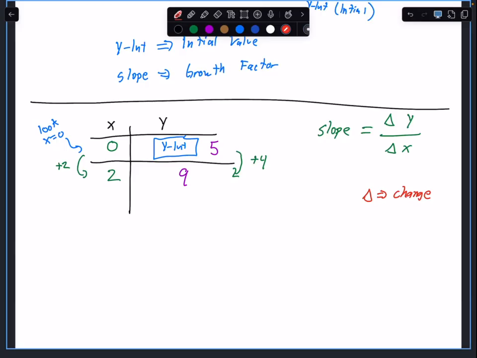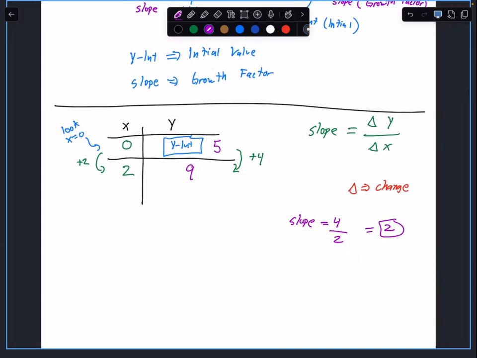So in this problem, the slope would be what? How much did the y change by? 4. And how much did the x change by? 2. Which means the slope is 4 divided by 2, which is 2. So we have our y-intercept and we have our slope. What's my equation for this problem? Y equals 2x. I'm going to start using the initial first. So what's the initial?